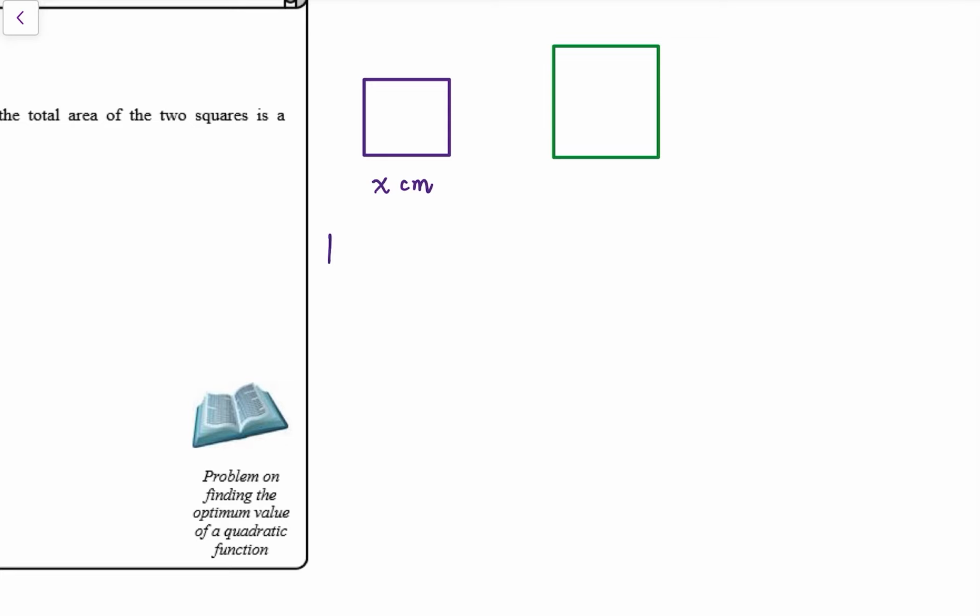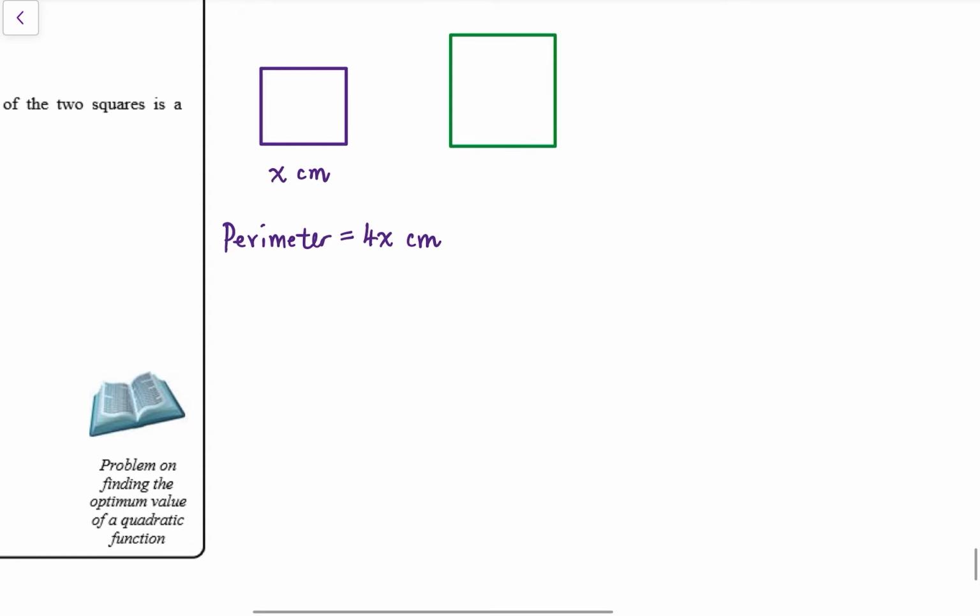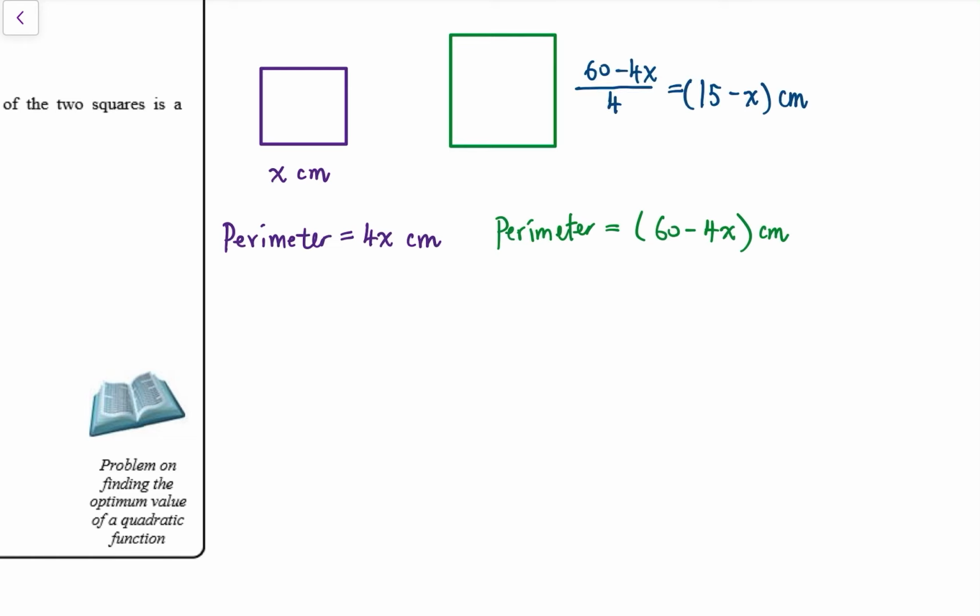So the perimeter is 4x cm. How about the perimeter of the other square? The perimeter of the other square would be 60 minus 4x cm. Using the perimeter 60 minus 4x cm, I get one side of the square, which is 15 minus x cm.